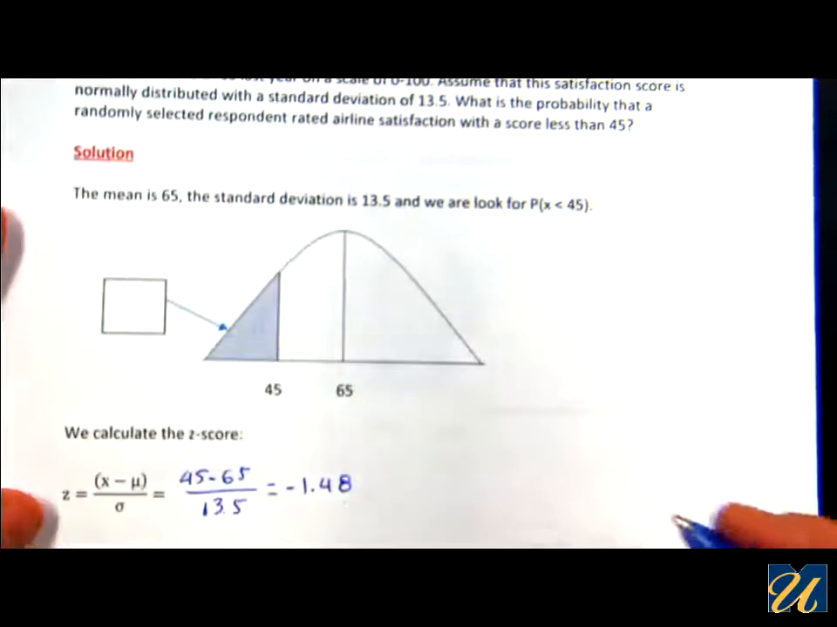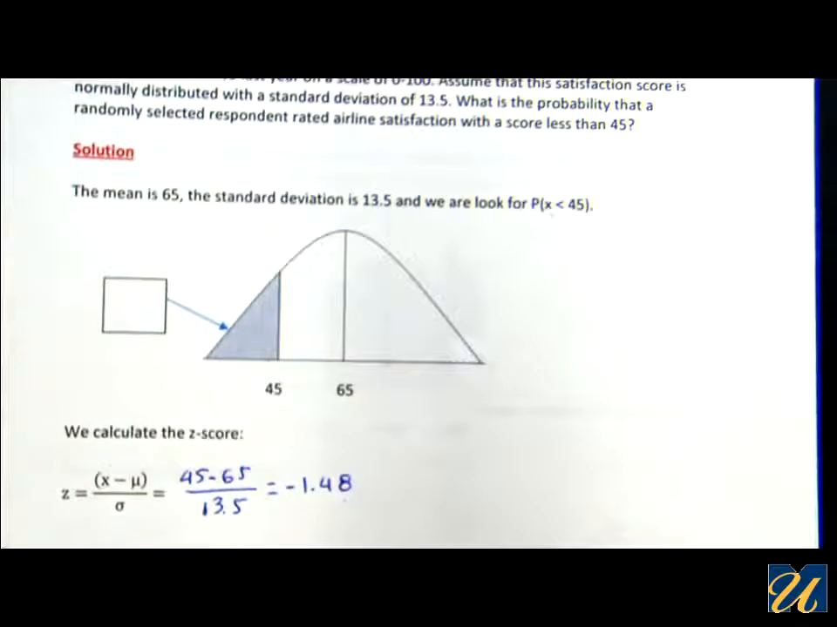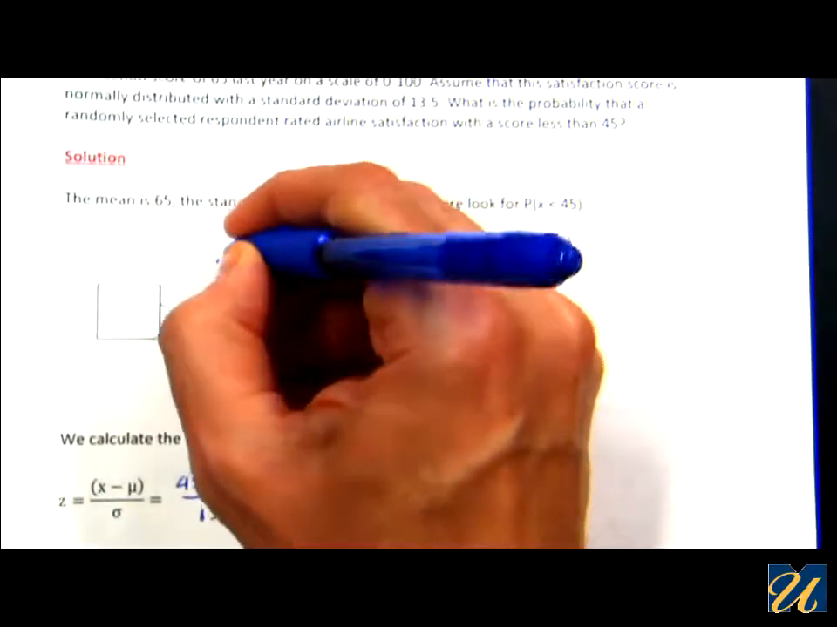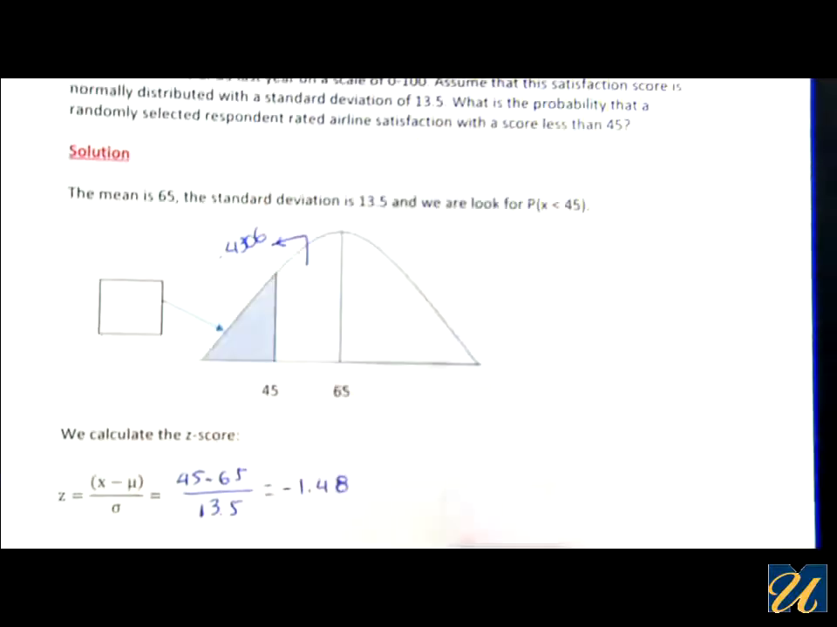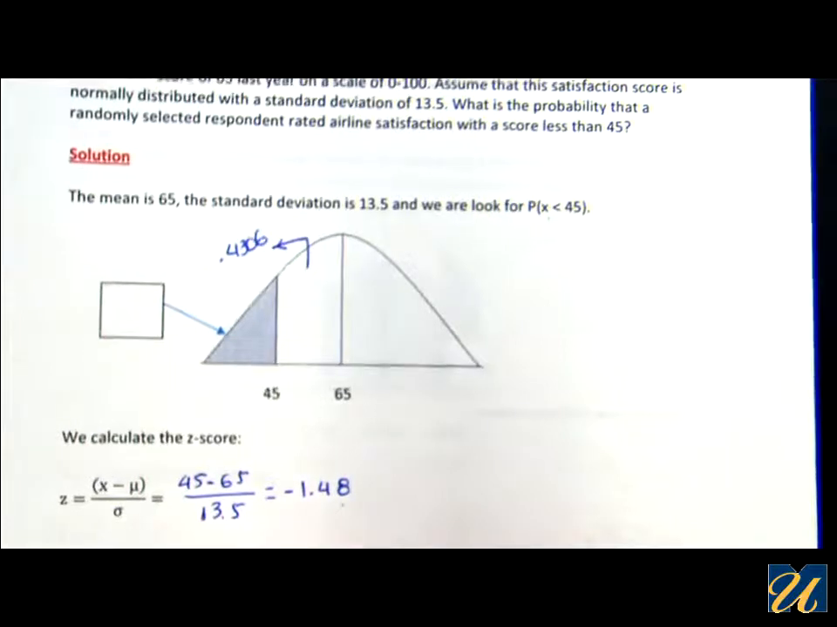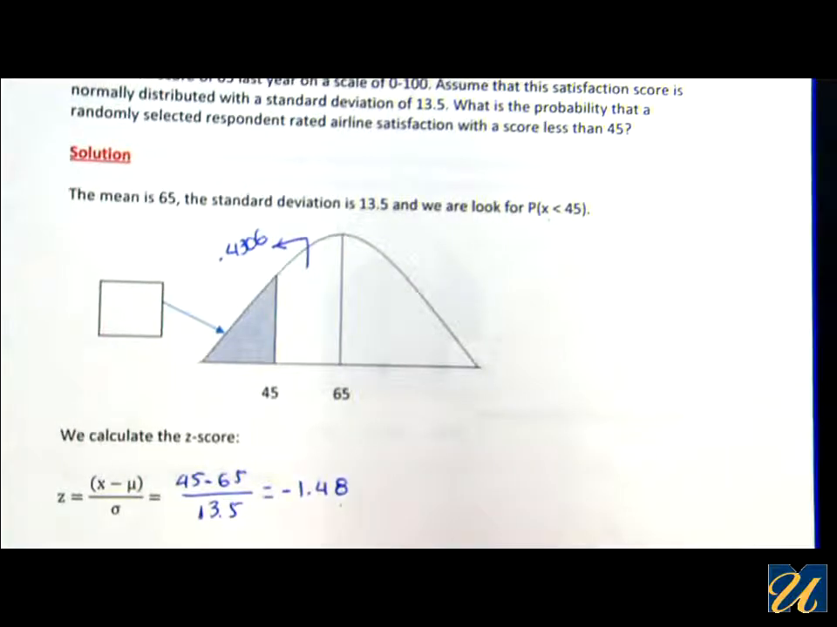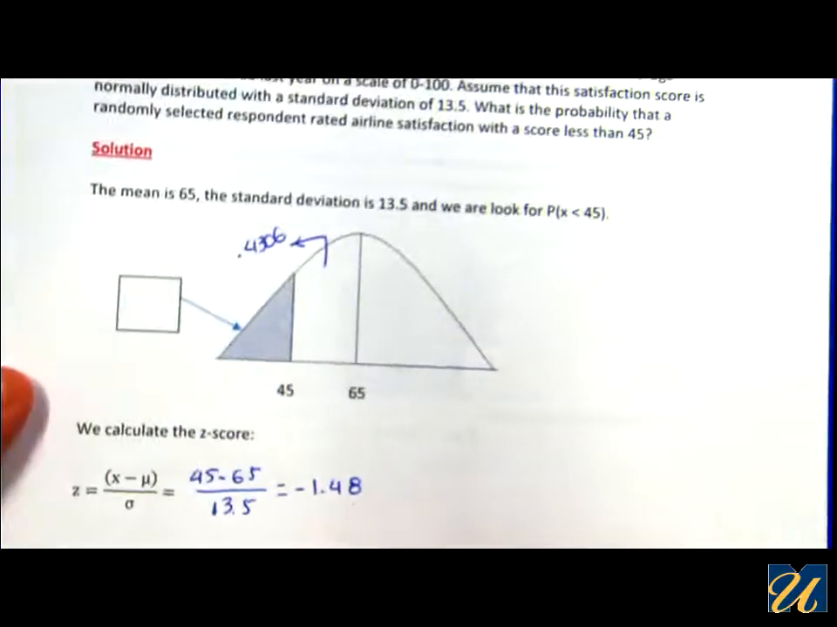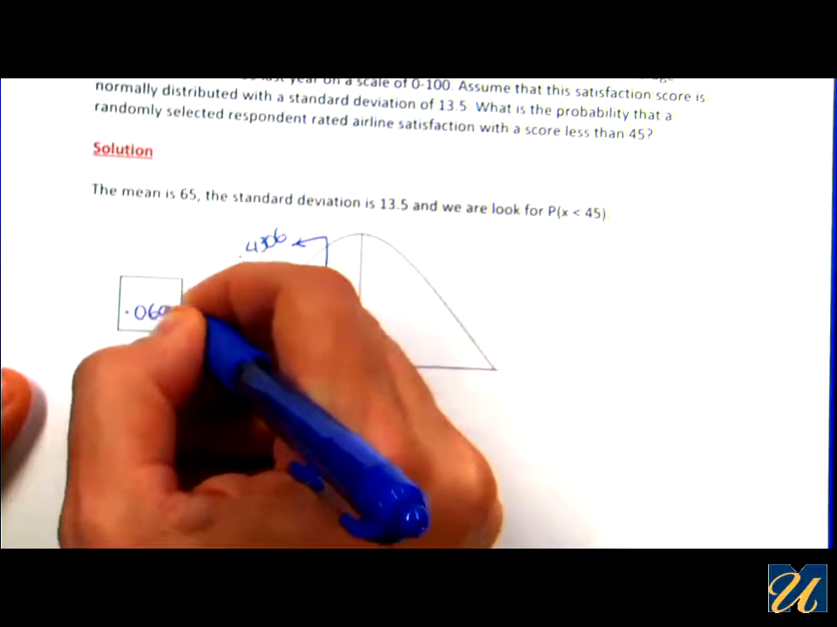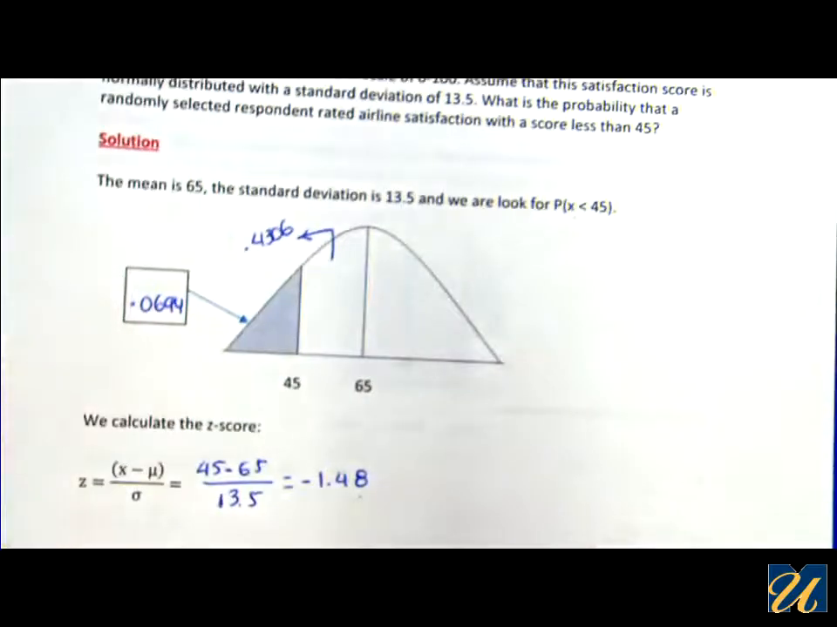This will give you a probability of 0.4306. So to find this area, since you're looking for a tail, you will be subtracting from 0.5 minus 0.4306, and this will be equal to 0.0694. So this area here will be 0.0694, which is also your solution.